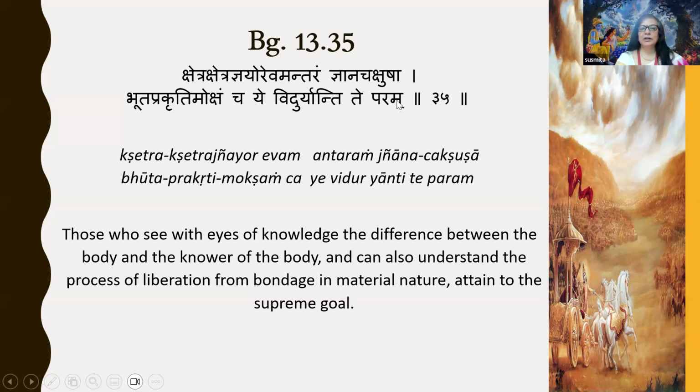So Krishna says, what is jnana chakshu? Someone who has the vision of knowledge. What does he see? He sees kshetra. Kshetra is body. Kshetragya is the soul, and in kshetragya there are two, the soul and the super soul. He sees the difference. Antar is the difference between body, soul, and super soul. The one who has realized can see this difference. Bhuta prakriti mokshascha, by understanding the living entity and the nature, one is actually able to get liberated from this material world.